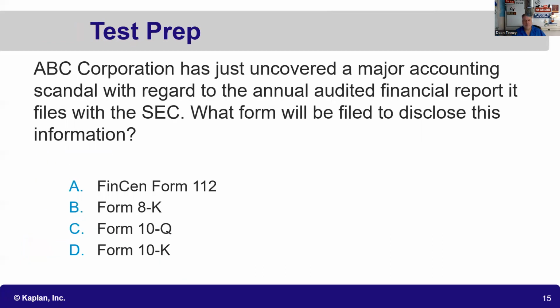ABC Corporation has just uncovered a major accounting scandal with regard to the annual audited financial report it files with the SEC. What form will be filed to disclose this information? It's called a Form 8K, for material current event. And by filing that with the SEC, it's also telling the marketplace that there's a material current event. 10Q is the quarterly report. 10K is the annual report. And then FinCEN is where the U.S. Treasury Department, where we send CTRs and we send SARs to.